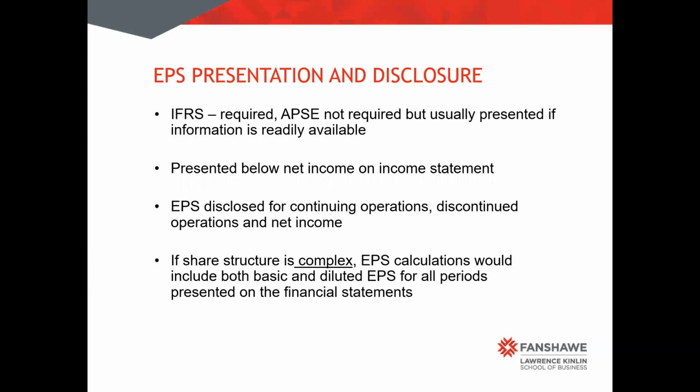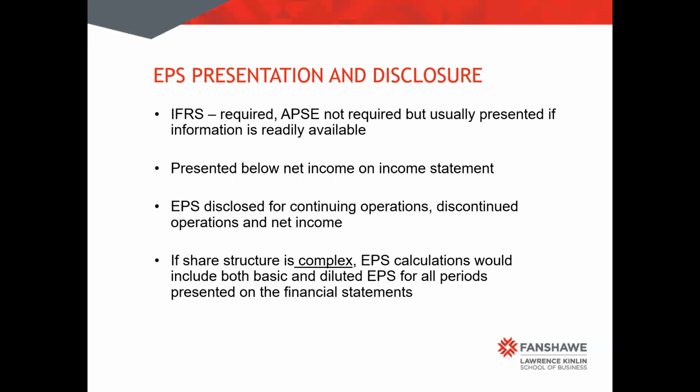Under IFRS, you have to disclose your earnings per share, both diluted and basic. Under ASPE, it's not required, but it's usually presented if it's easily available. It's typically on the income statement and it's presented below net income. Your earnings per share is disclosed for continuing operations, discontinued operations, and net income. So it allocates the different components, so you can see what is likely to be repeated in the future.